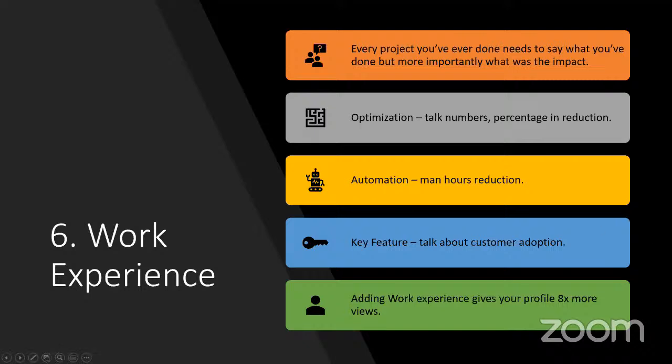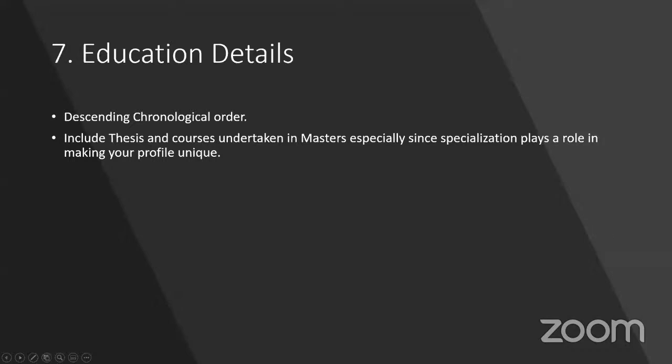And of course, when we're talking about work experience, the next thing that goes hand in hand is your education details. There's nothing much about education details per se. It should just be filled in descending chronological order. So if you've done your master's, bachelor's, and then your school, it should be master's followed by bachelor's followed by your school. So just make sure it's in descending chronological order.